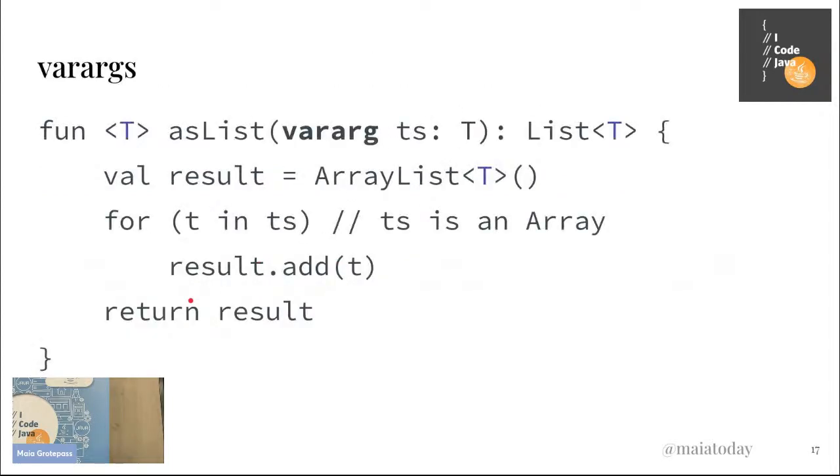And then the other thing that Kotlin has, which is great for declarative language, is this vararg keyword. And what this just means here is that I can have an endless list of these T parameters coming in.